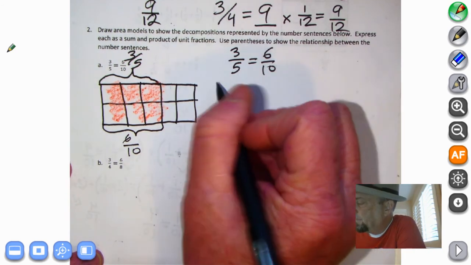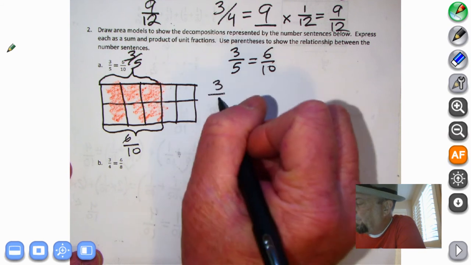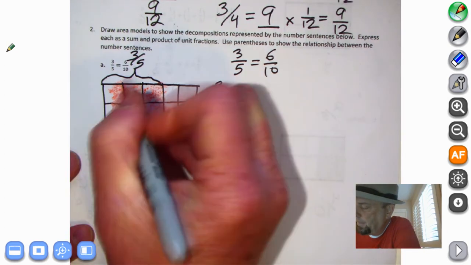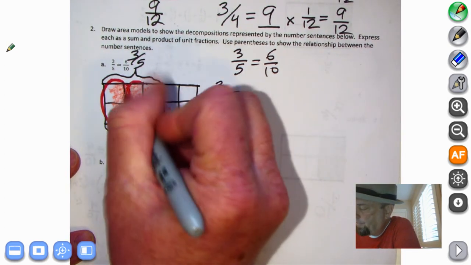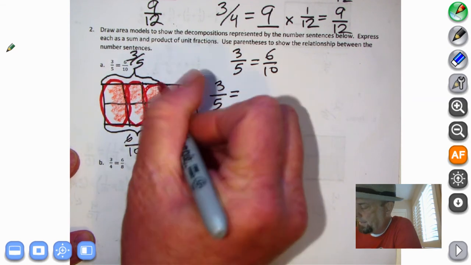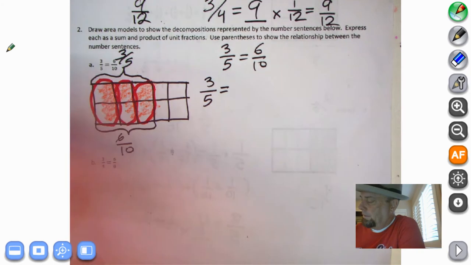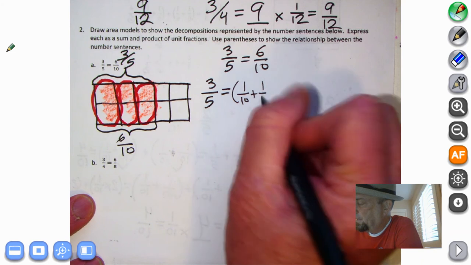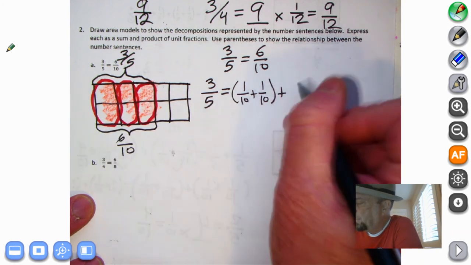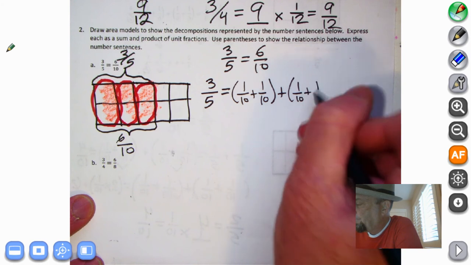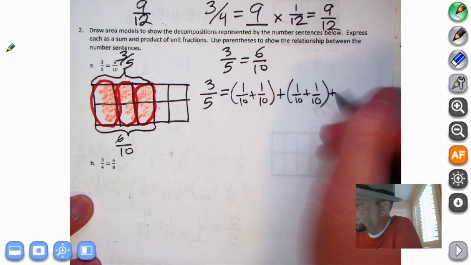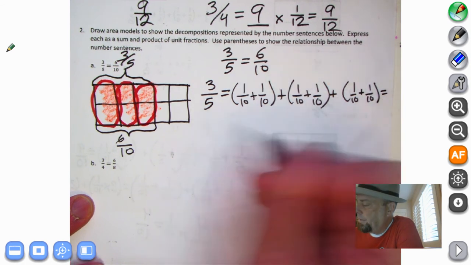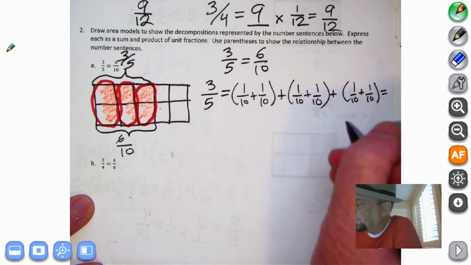Let's do it as a number sentence. So we're going to say 3/5 equals, and we're kind of breaking apart these pairs in the parentheses. So we would have 1/10 plus 1/10, 1/10 plus 1/10, 1/10 plus 1/10, plus 1/10 plus 1/10. What will that equal? It will equal 1, 2, 3, 4, 5, 6/10.